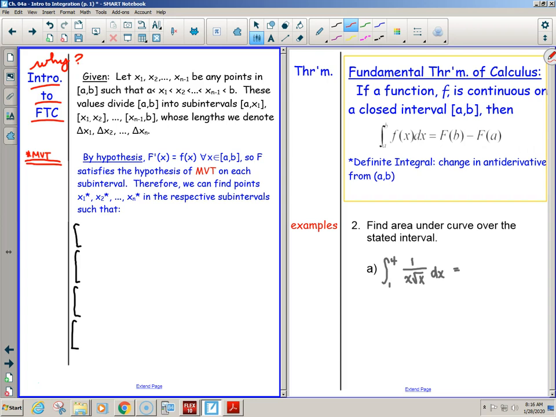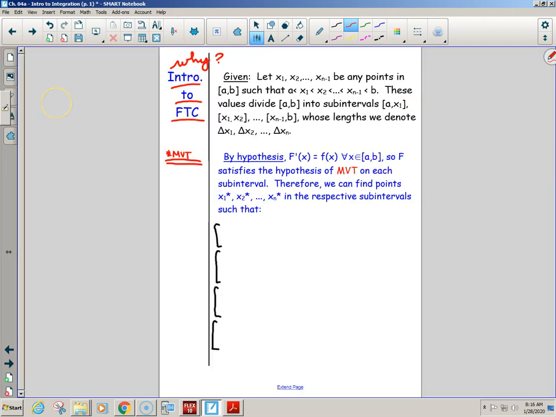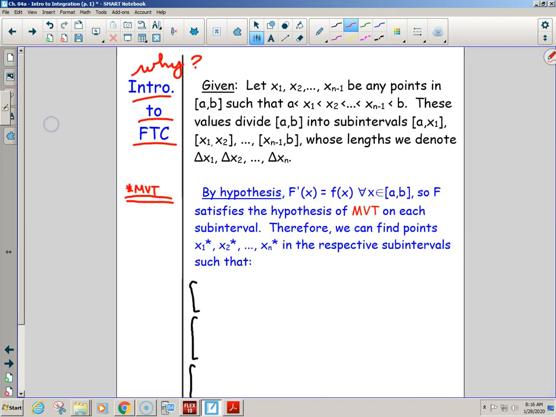We're going to zoom in on MVT. We're going to zoom in on this page because, as you guys can tell, there's going to be a lot going on. We're going to zoom in on him. Let's go to 100%. Let's see if that's better. We're going to remind ourselves of MVT and what MVT guarantees us. And then we're going to say, remember when we do rectangles, we split up a section from a to b. We split up a section from a to b into n subintervals. So we have all these different x's on the number line. And in each of these subintervals, what can we say by MVT?